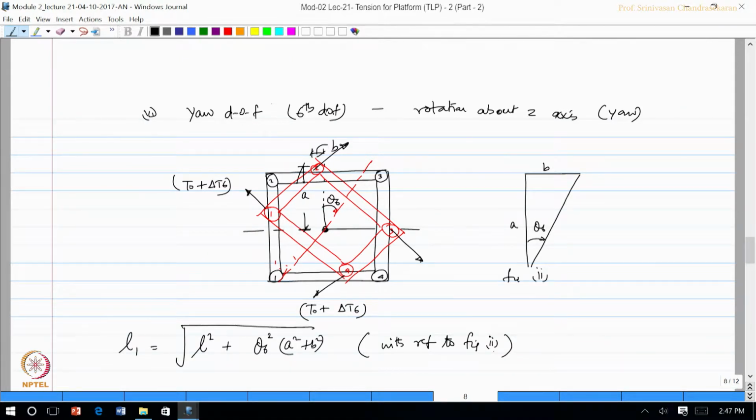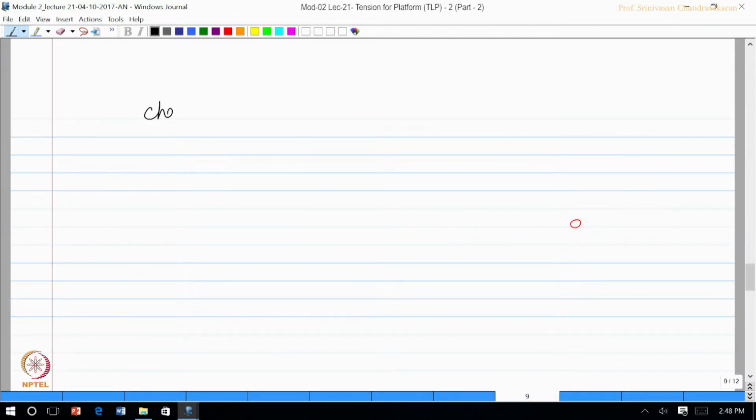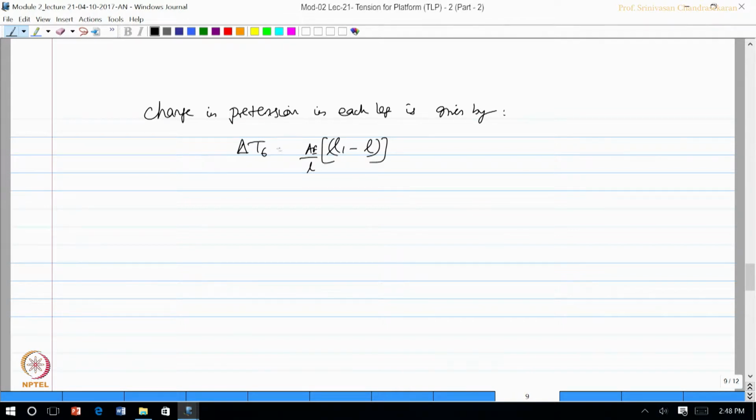I call this equation number. So, change in pretension in each leg is given by delta T6, because the rotation is about the 6th degree, which will be L1 minus L of AE by L, that is in each leg. Equation number.